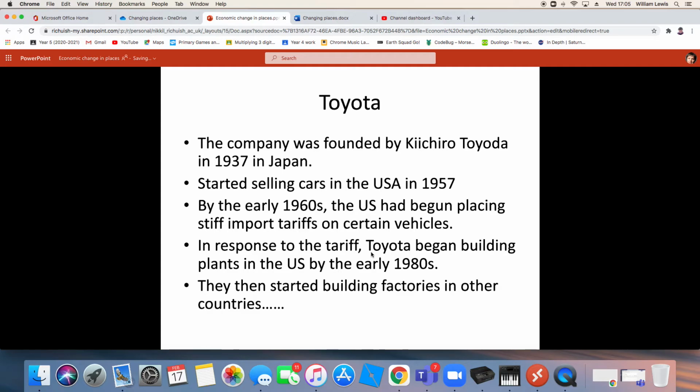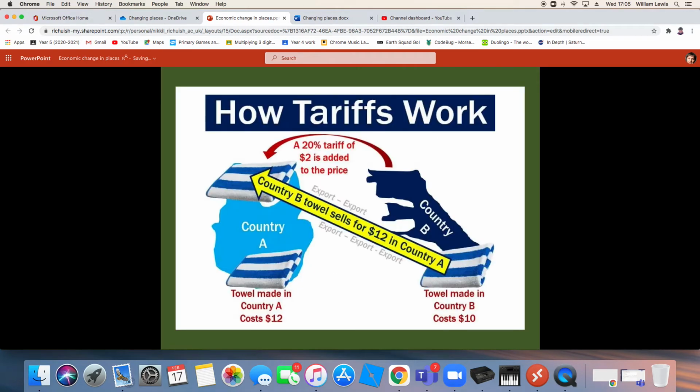Toyota then figured out that, hang on a minute, if we actually put a factory in America, they can't do that to us because we are making the cars in America. So they built a factory in America and didn't have to pay the tariff. Genius. And then they realised that if you actually had a few factories in more developed countries, you could avoid this protectionism tariff rubbish. So I'm going to come back to that one.